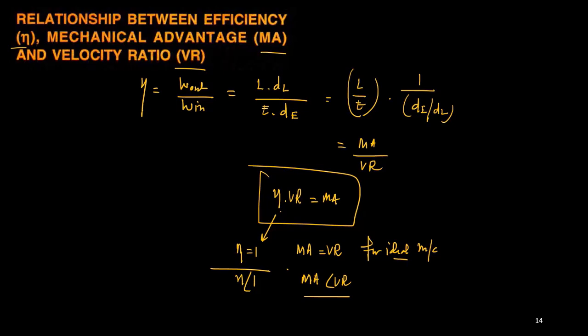So either they will be equal or they are not equal. Theoretically, if the efficiency is less than 1, then MA is less than VR. But if efficiency is equal to 1, then only MA and VR are both equal, which is only valid for the ideal machine.